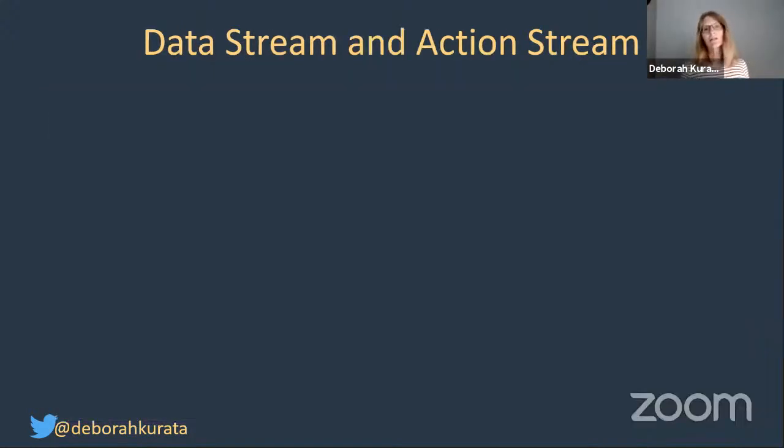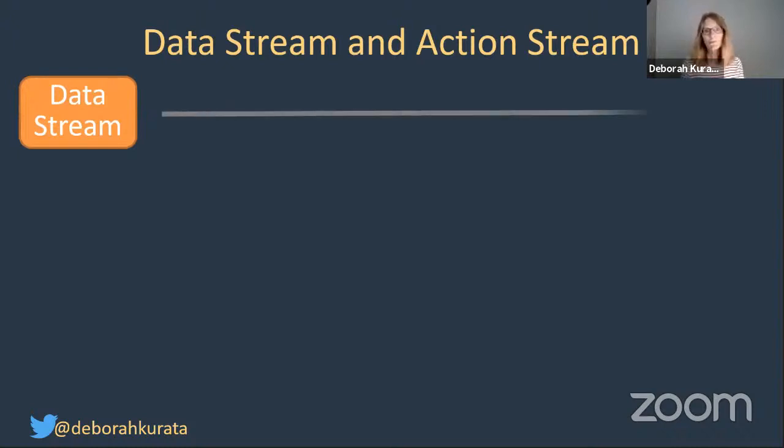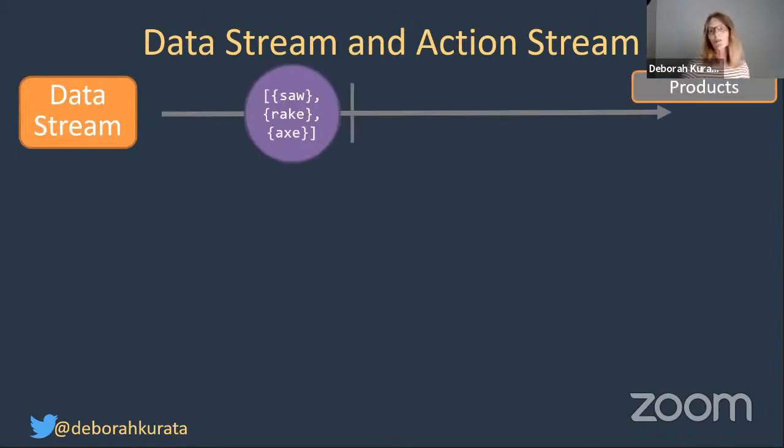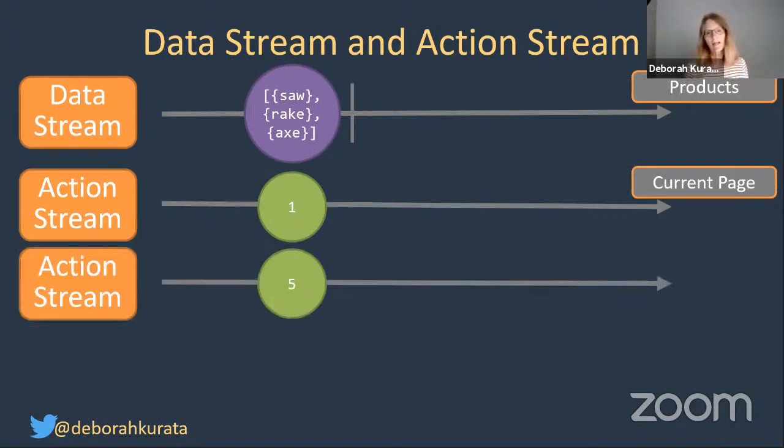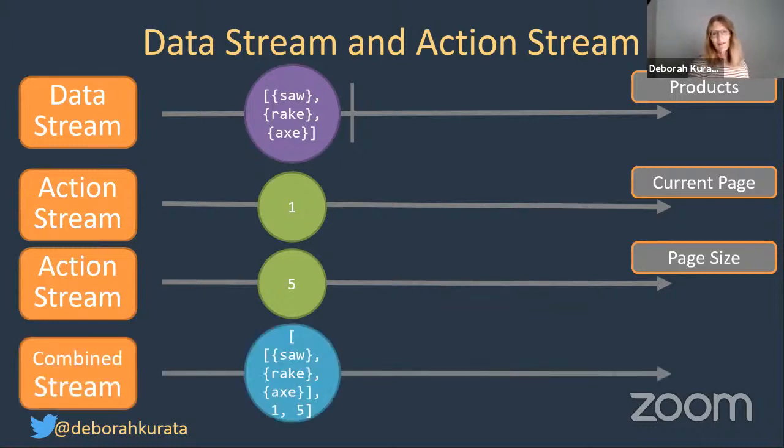Okay, so looking at it from a data stream and action stream point of view, we get the data stream, which is our products, the action stream, which is the current page, and another action stream, which is the page size. I'm not showing filter on here just because it didn't fit. Our combined stream then will give us the saw, rake, axe, the 1 and the 5.